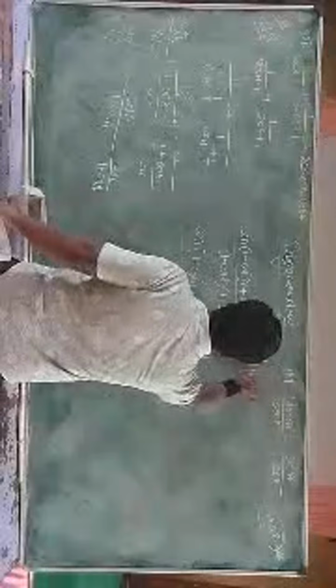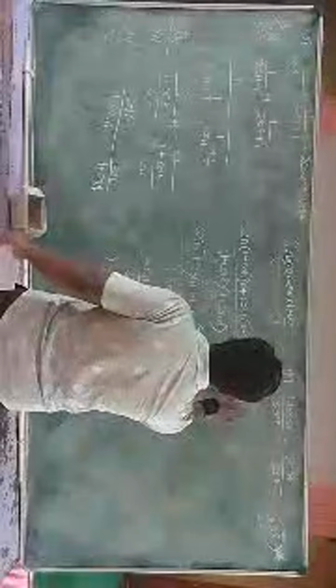You can take LHS separately and RHS separately. First, we can take the LHS, the left hand side. So here, 1 plus sec A divided by sec A. LHS side, correct?